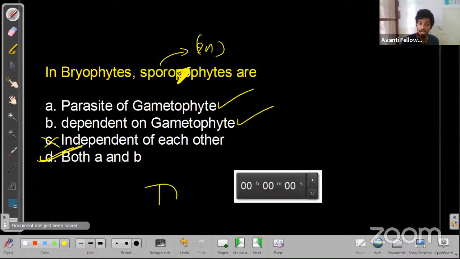So what you have to learn: you guys know the answer, okay, but you made a hurry, right? So you choose the different options. Even in the case of YouTube, everyone answered correctly. Okay, no issue. So answer D is correct. That means in bryophytes, sporophytes are parasites of the gametophyte, and sporophytes are dependent upon the gametophyte. Okay, I'm going to the next slide.